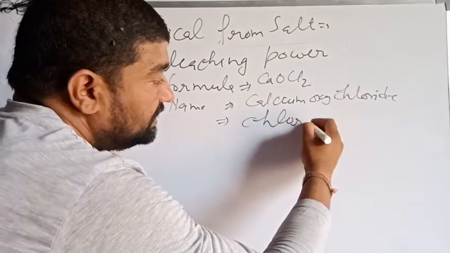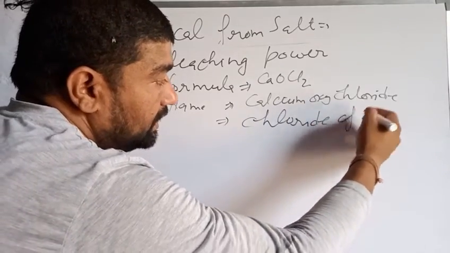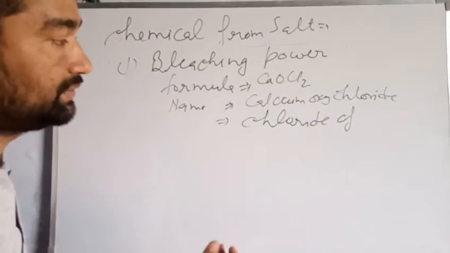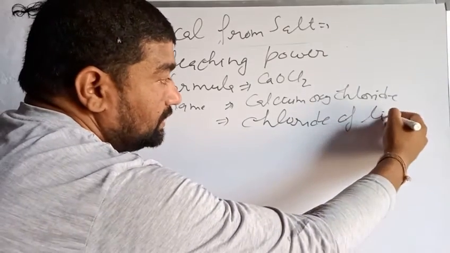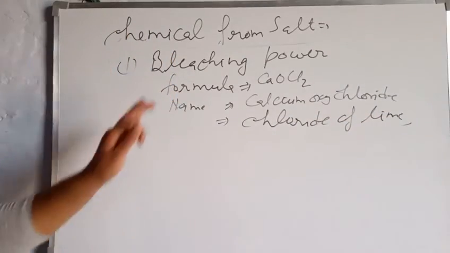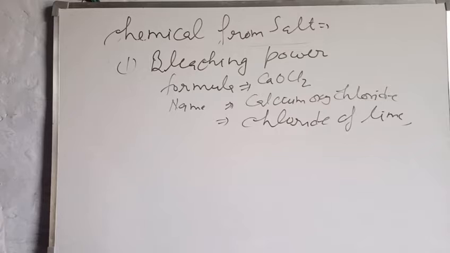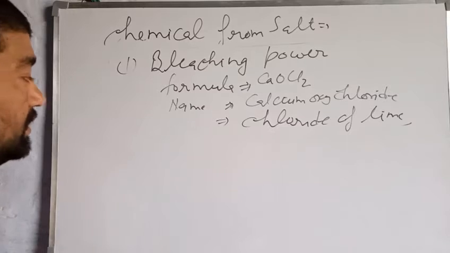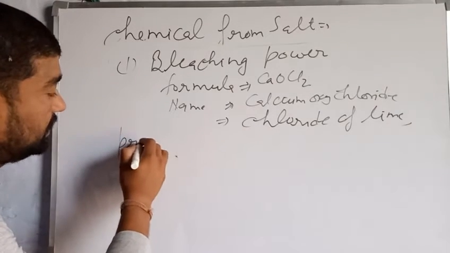Sometimes you can see it in your examination with a different name. You may be asked to find the method of preparation of chloride of lime. That means you need to find the method of preparation of the bleaching powder. Okay, so let's quickly talk about its production, how we can produce that.